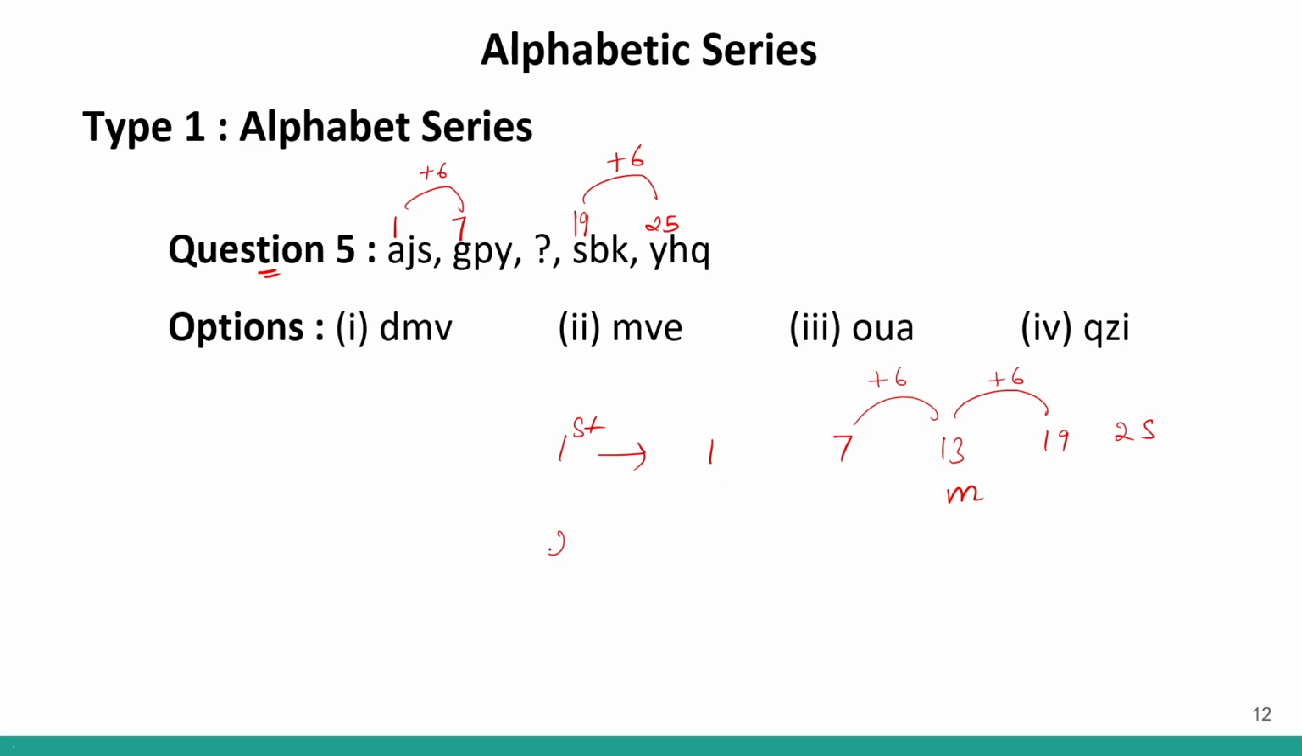Okay. Then let us look at the second one. If I look at j, this is 10, p is 16, this is b is 2 and h is how much?